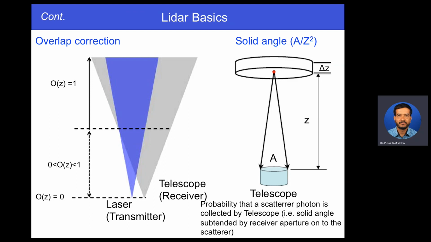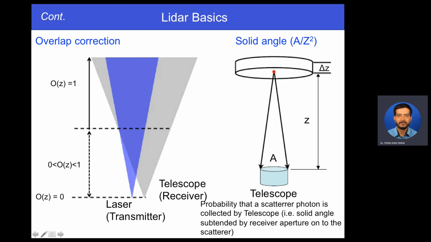Some fraction will be away from the receiver telescope, out of the field of view of the telescope, so the receiver will not be able to capture that backscatter. So at near surface you find that the transmitted beam and the received beam, which is a little divergent beam, will not coincide. So there will be a mismatch here, and it is mostly at near surface.